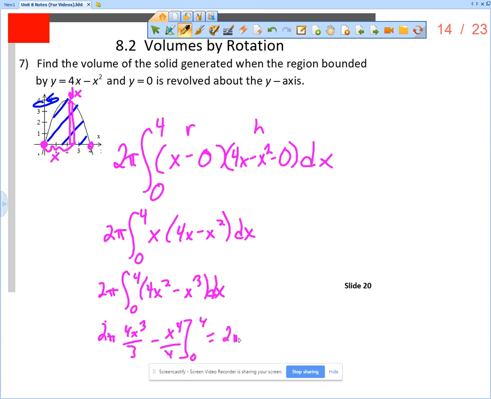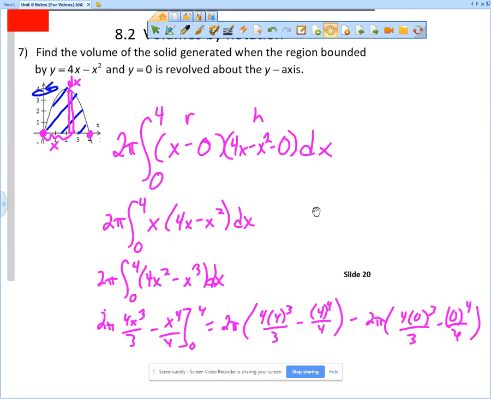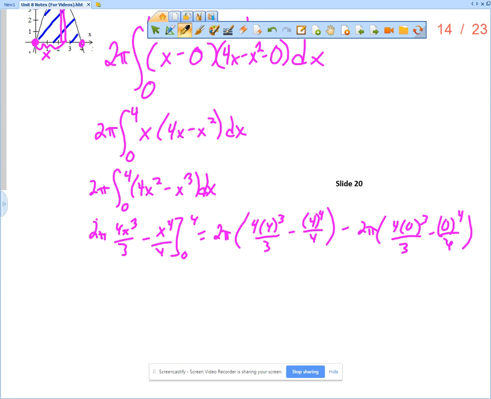All right, so 2 pi times 4 times 4 cubed over 3 minus 4 to the 4th over 4, right? And then minus 2 pi times, well, this would be 4 times 0 cubed over 3 minus 0 to the 4th over 4, right? Okay, so then, of course, we would be able to finish that off. And yes, the numbers could get a little annoying, but remember, the point is that this is something that we can do by hand, right? So 4 times 4 cubed.